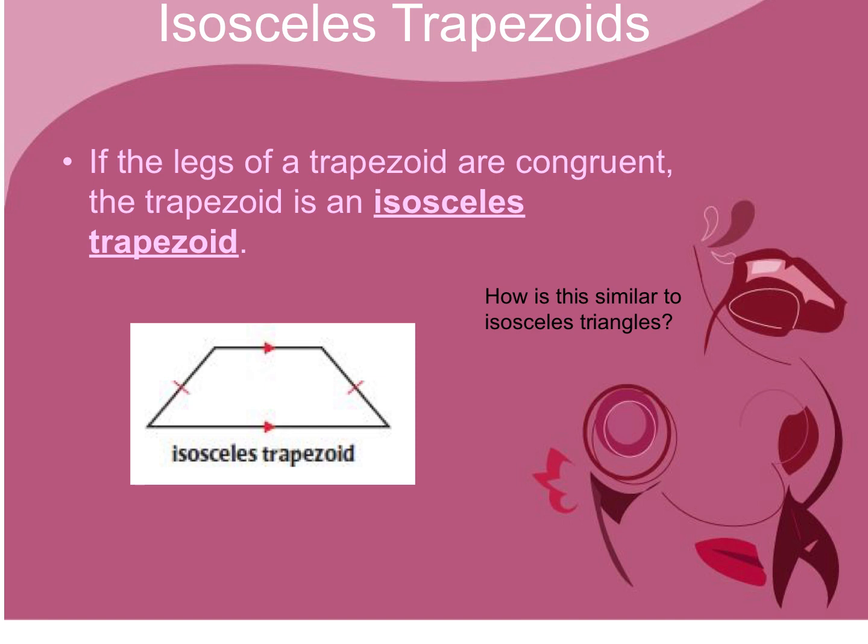Well, what were those 2 sides called in a triangle? The two congruent legs.